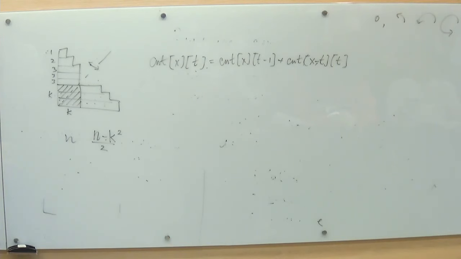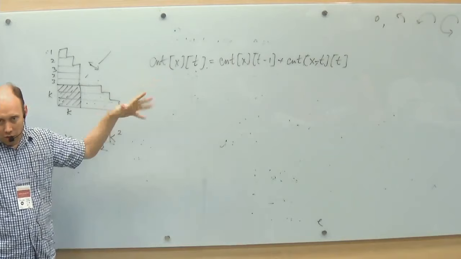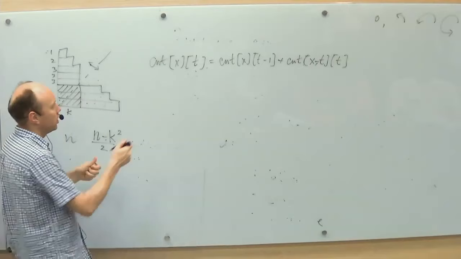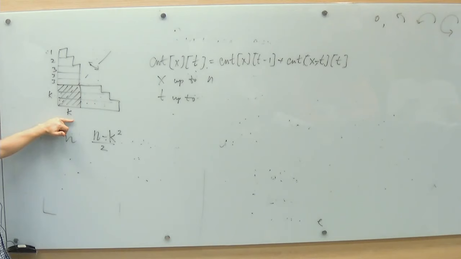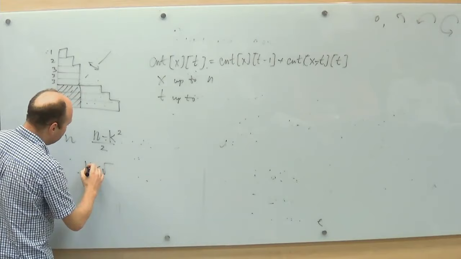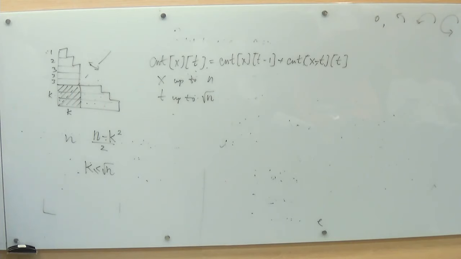So we iterate over k, and for every k we check what is the number of ways to represent this. Of course, we don't run this dynamic programming every time because it doesn't depend on what number we're going to represent. We run it once for x up to n and t up to what? k is the number of terms that we have. It cannot be too big because we cut away this square in the center. So n must be at least k squared. Therefore, k is less than or equal to the square root of n. So t runs up to square root of n. And therefore, this whole dynamic programming is n square root of n.